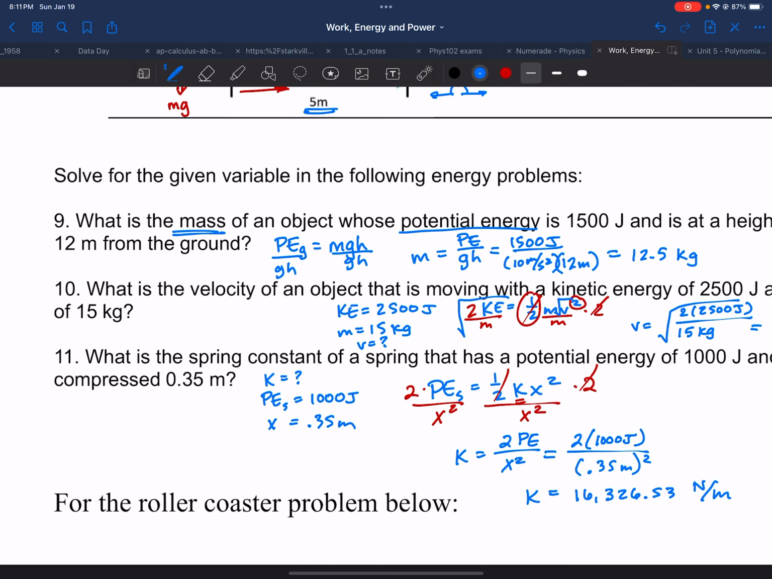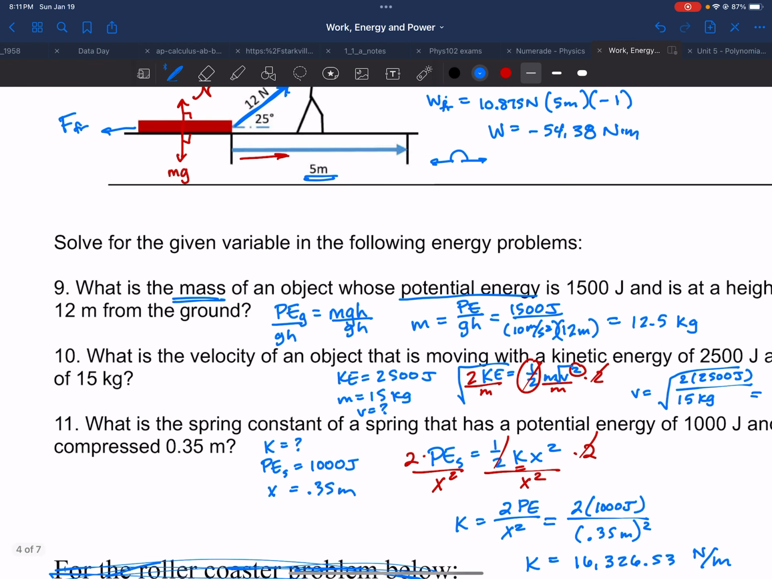Anyway, that's that. I know this is not on your sheet. That's for the problem on the back side, and we will get to that in just a minute.